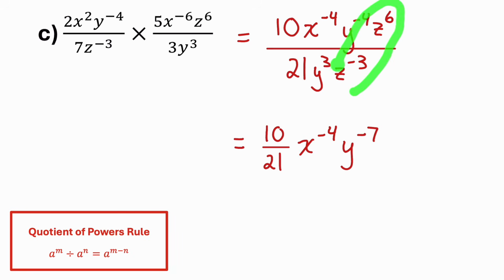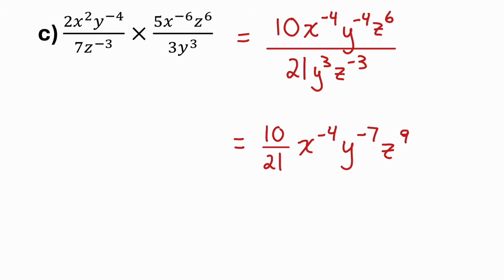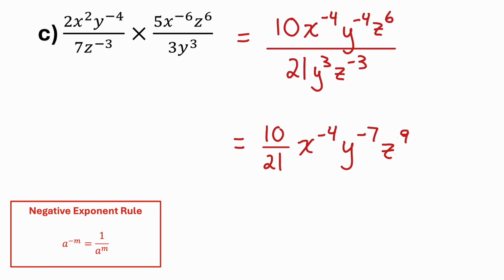And then the two powers of z being divided, I'll combine them into a single power by keeping the base of z and subtracting their exponents, 6 minus -3, which is 9. And then we don't want a final answer with negative exponents. So both of these powers that have a negative exponent, I can change the exponents to positive if I write the reciprocals of the powers.